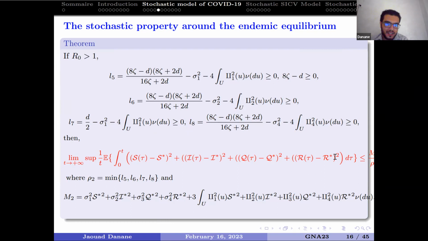That means if we start around the endemic equilibrium, and if we have the condition R0 bigger than 1 and L5 to L8 positive, and with zeta minus D positive, we can get that the solution has a fluctuation around the endemic equilibrium.